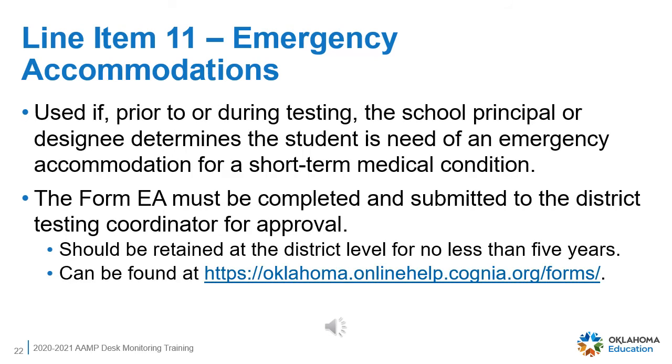An emergency accommodation is used if prior to or during testing, the school principal or the designee determines the student is in need of an emergency accommodation. The Form EA must be completed and submitted to the DTC for approval. This form is then retained at the district level, needs to be kept for no less than 5 years. The EA form is found on the Cognia Help and Support site, and that is not something that you submit to OSDE, but again, you would keep that for your own records.